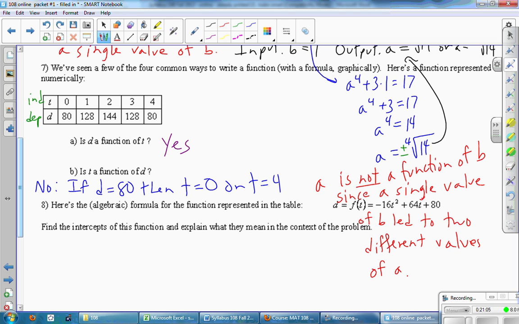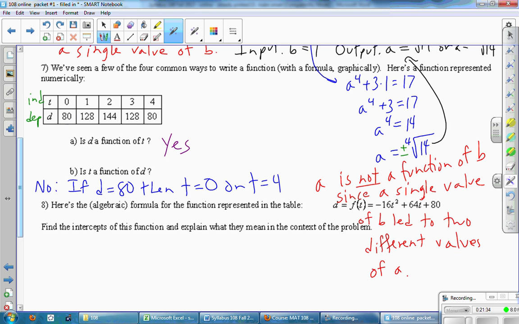Part 8. Here's the algebraic formula for the function represented in that table. It's squeezed in here now, but it says d equals f of t equals negative 16 t squared plus 64 t plus 80. So that function right there is how I got the numbers in this table. For example, if you plug in 0 for t, 0 for that t, 0 for that t, what do we get for the whole thing? Well, it's 80, and that's this 80 right here.